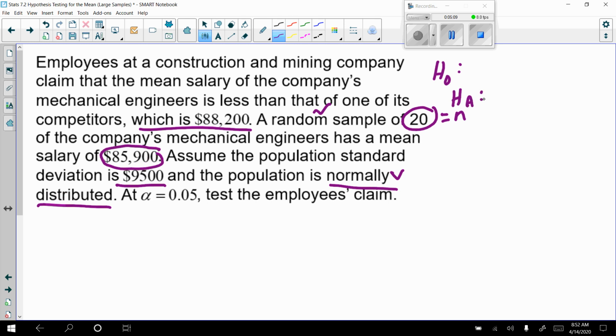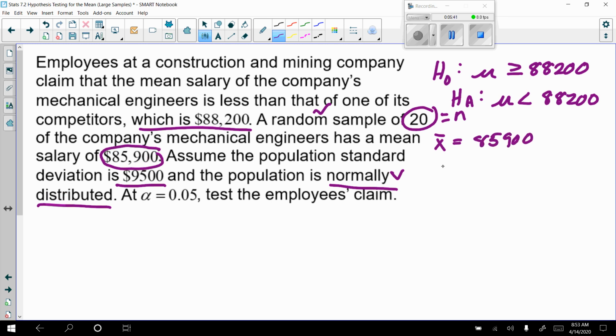We got to find our null and alternate hypotheses. We are going to test the employee's claim that they think the engineers make less than the competitors. So the mean salary is less than 88,200. That means that the null hypothesis is greater than or equal to 88,200. From there, we know that the sample mean is 85,900. We know that population standard deviation is 9,500, n equals 20, and our alpha level is 0.05.